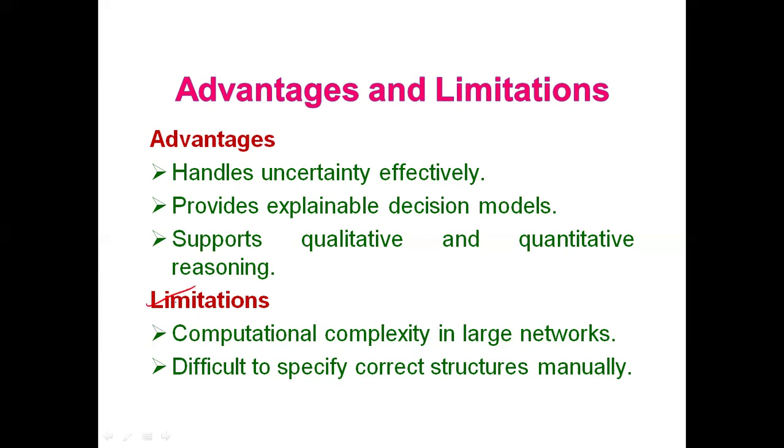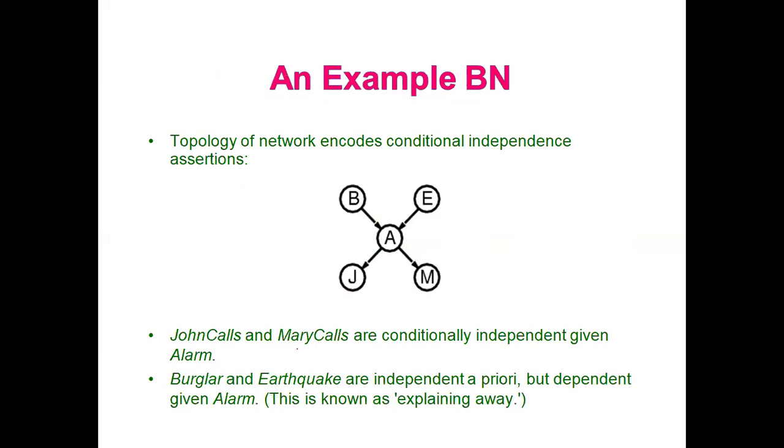And the limitations of Bayesian networks are the computational complexity. As the network size increases, exact inference and learning becomes computationally expensive. And structure specification: manually specifying the correct network structure is difficult, especially in complex domains. And also, real world cases are where it is being used, like medical decision support systems, weather prediction, so many applications.